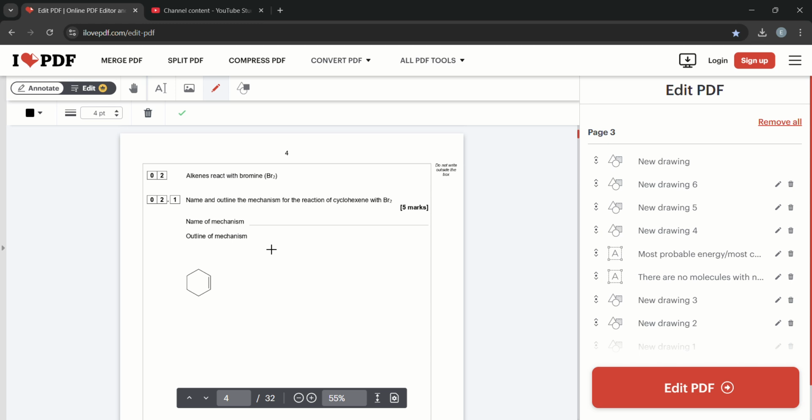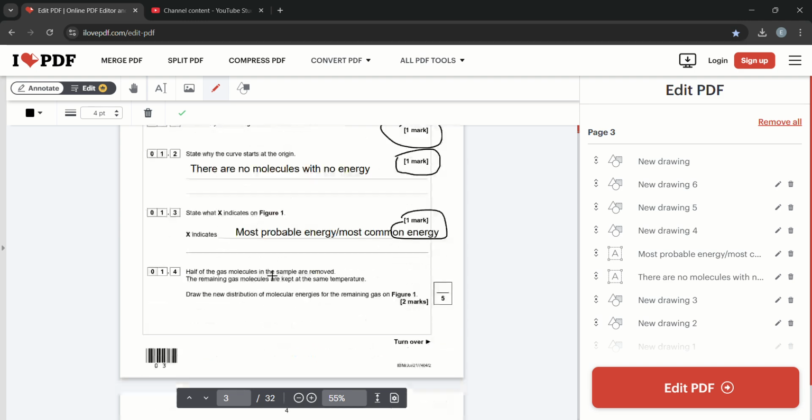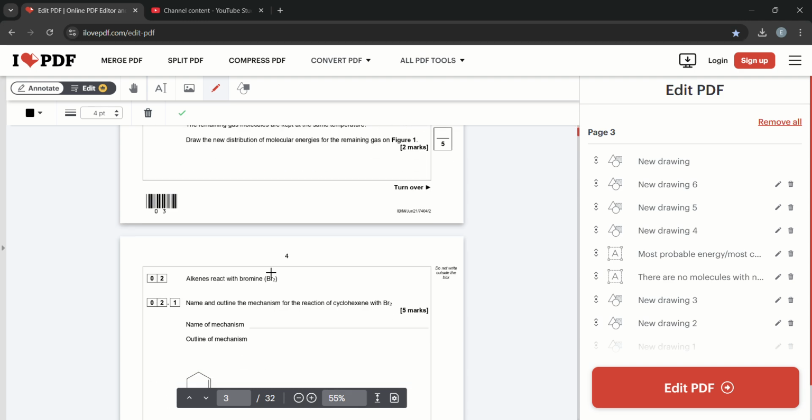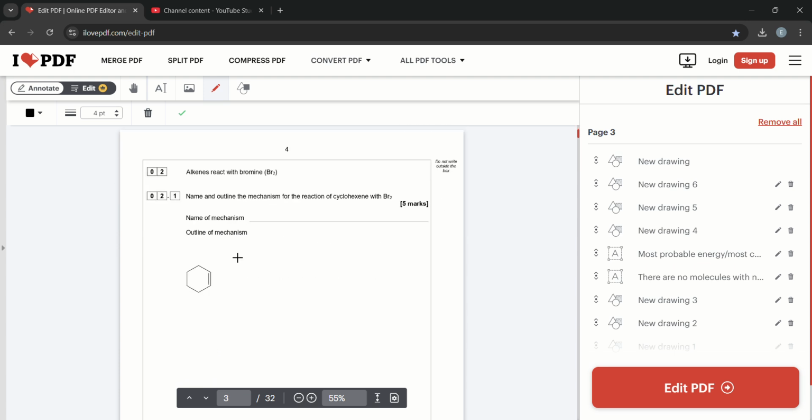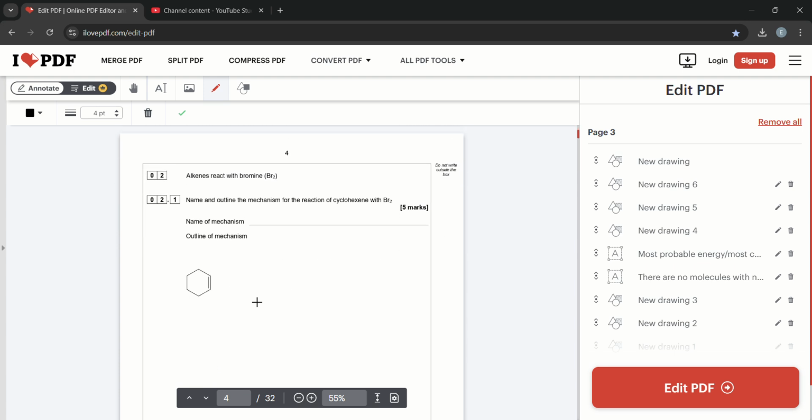Question 2, 2021, paper 2A, Slavic chemistry. So, alkenes react with bromine. Name and outline the mechanism for reaction of this with bromine. The naming of the mechanism part is going to be very, very simple.